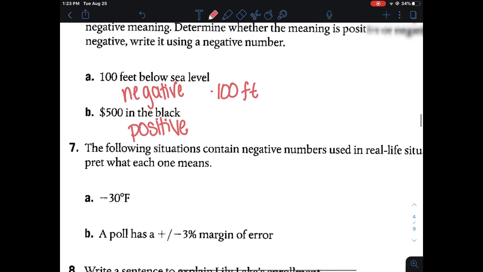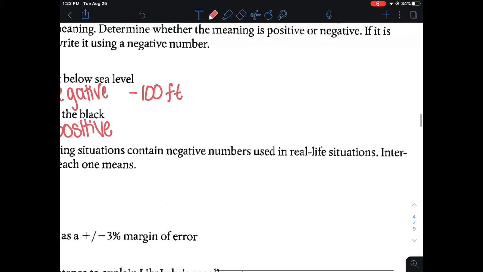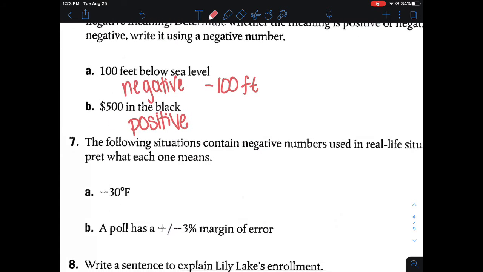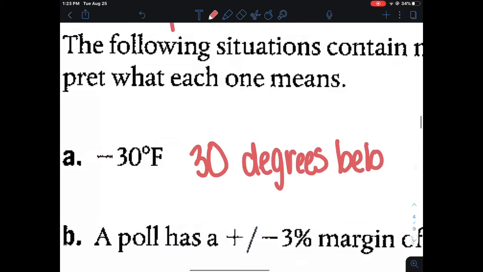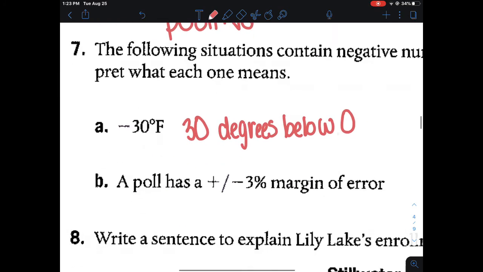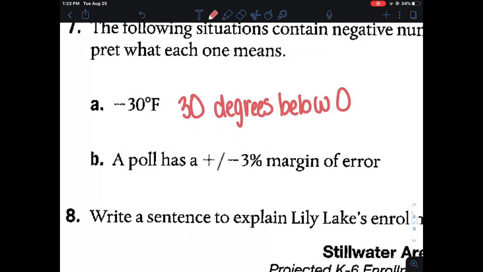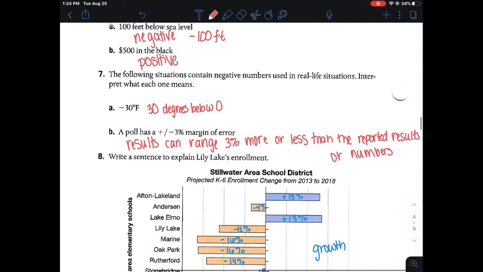Number 7, the following situations contain negative numbers used in real life situations. Interpret what each one means. Minus 30 degrees Fahrenheit. We are 30 degrees below 0. A poll has a plus or minus 3% margin of error. So this means that the results can range 3% more or less than the reported results or numbers. Okay, so let me write that down.